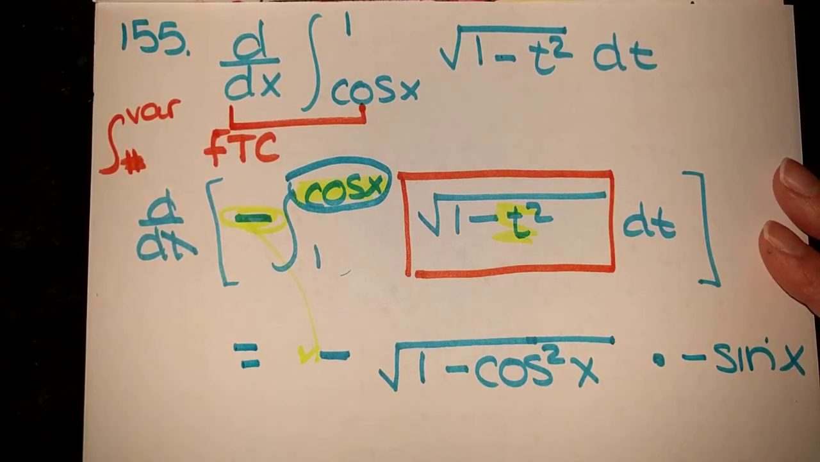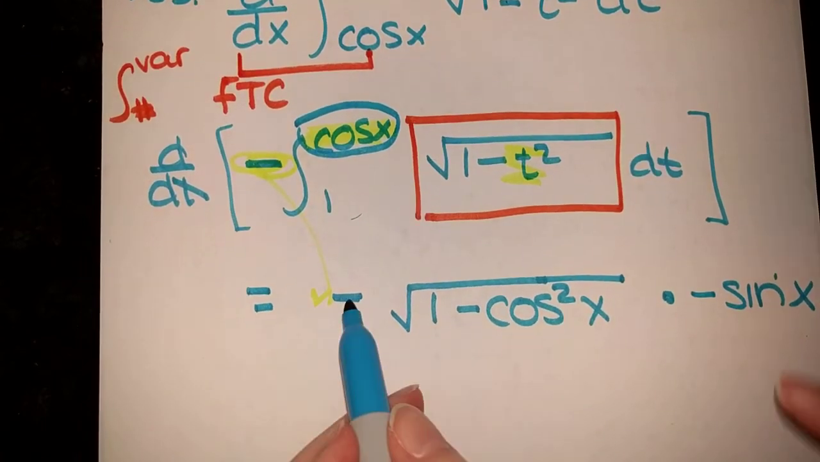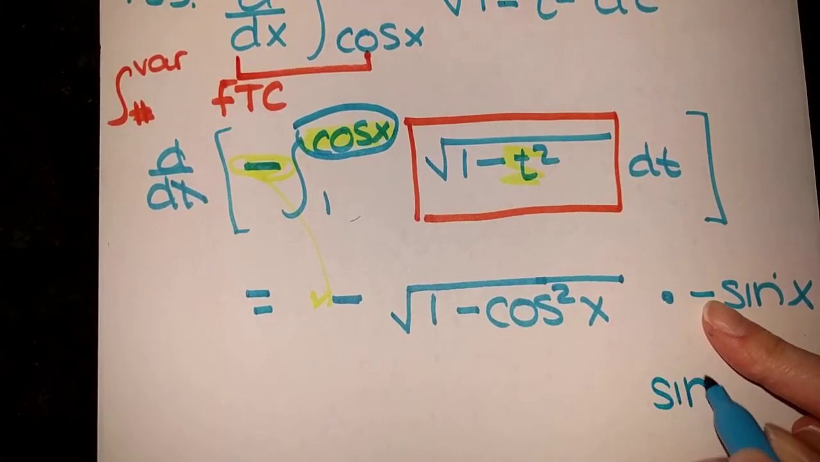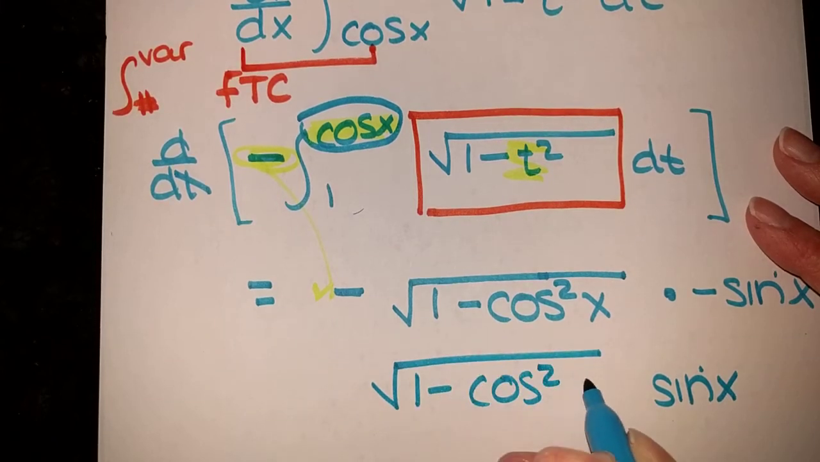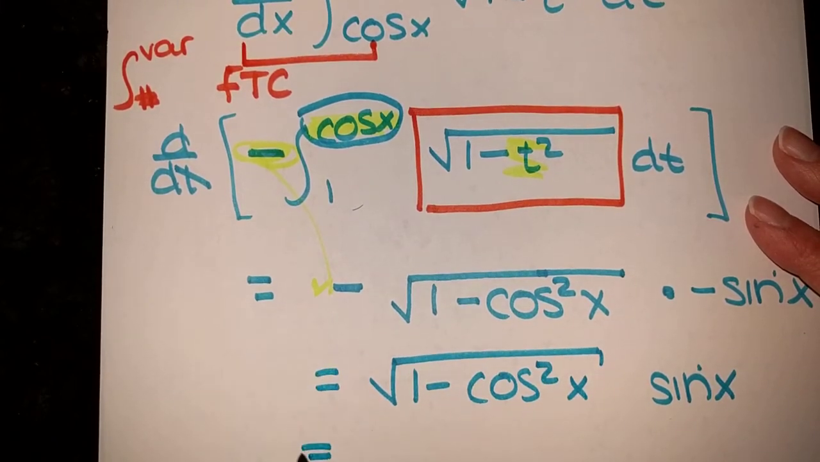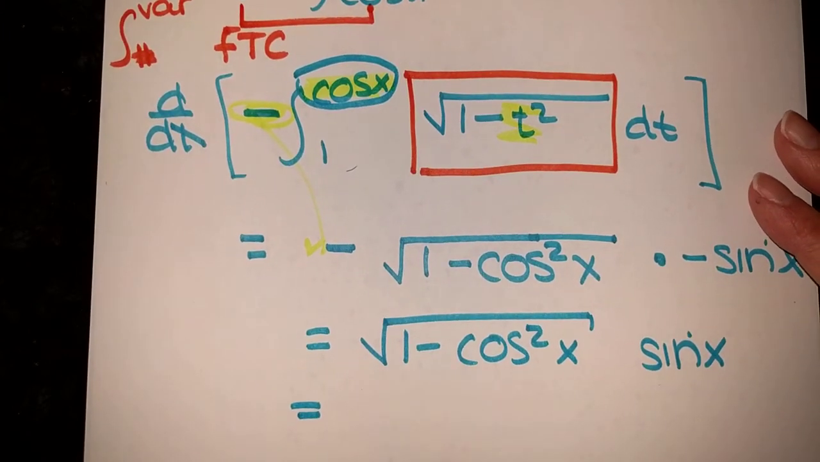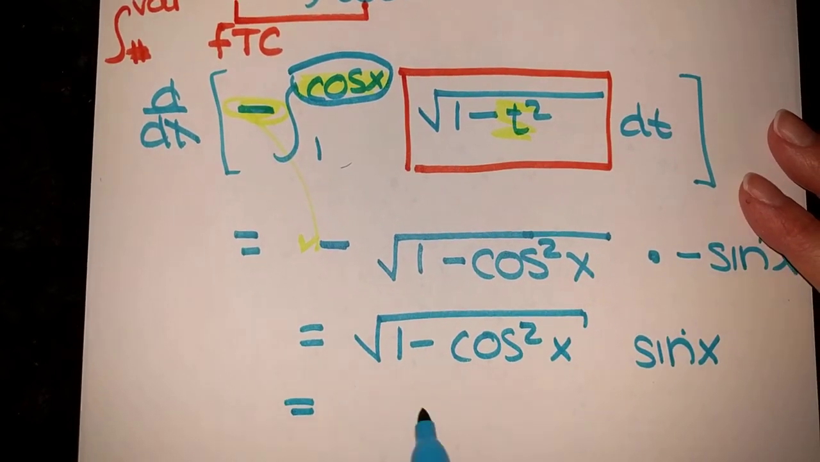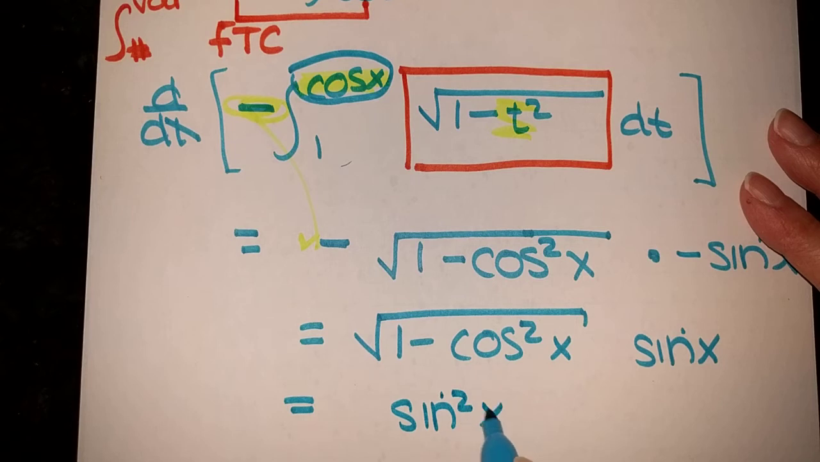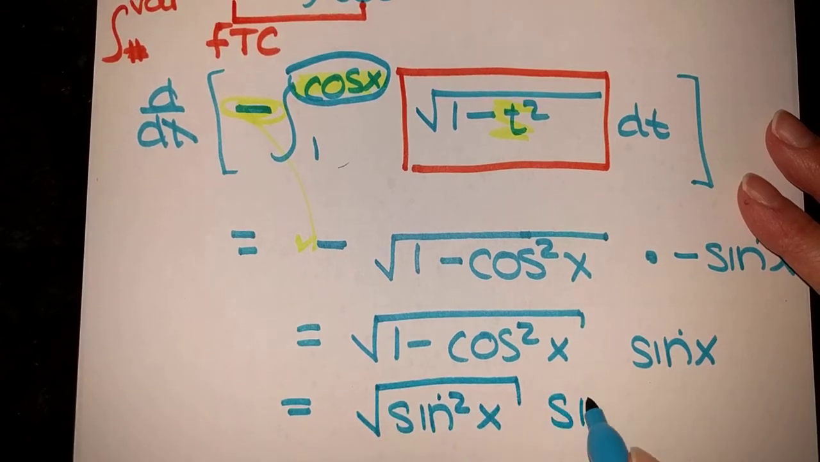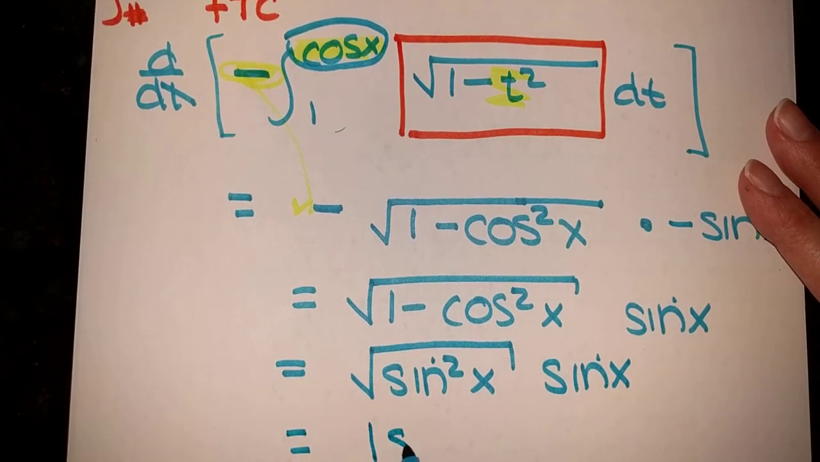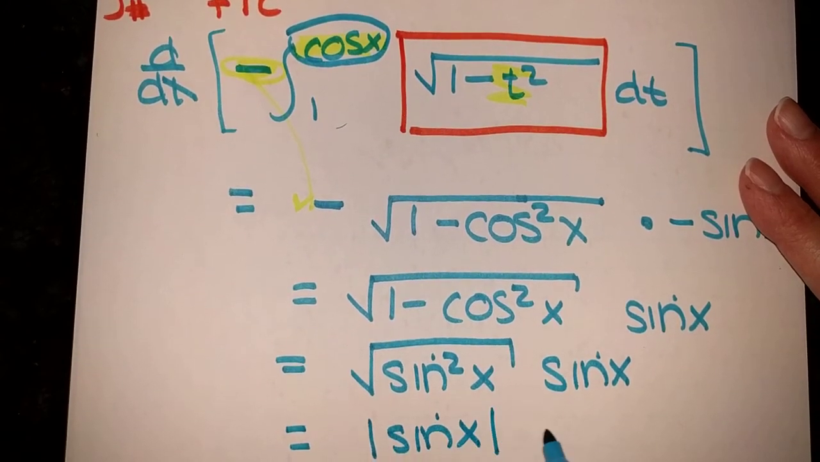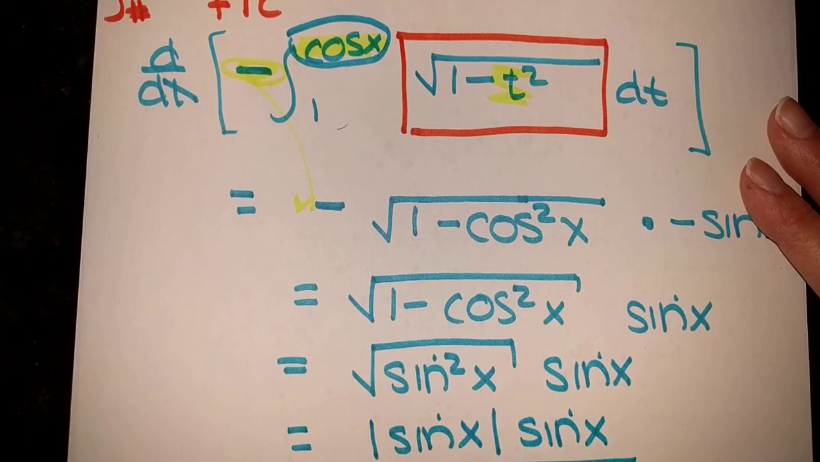Now, there is simplification that can obviously happen here. You have a negative times a negative, so that's just going to give us a positive expression. And then the other thing to notice is this 1 minus cosine squared, by the Pythagorean identity, is sine squared x. So just like we talked about in the last example, the square root and the square cancel out. We get the absolute value of sine x times sine x. And that is our simplified answer.